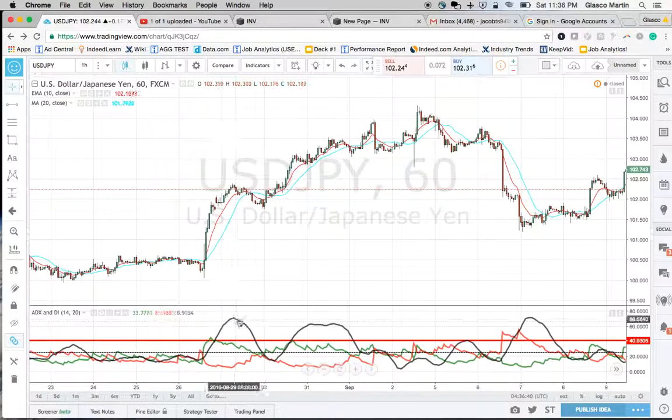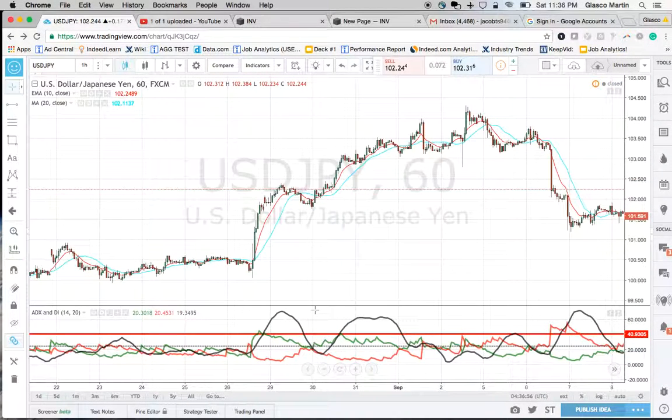Like I said, right here it was above the 40, but it still had movement to go. So it's not going to always work. You can't just use that as how to trade. But that covers the ADX.